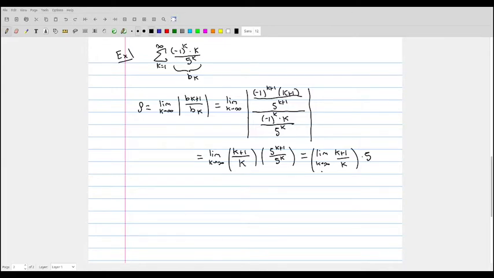This limit goes to 1, so rho is equal to 5, therefore this series diverges from the ratio test.